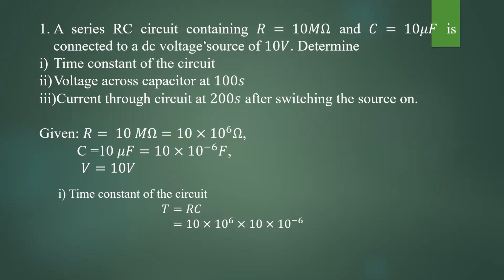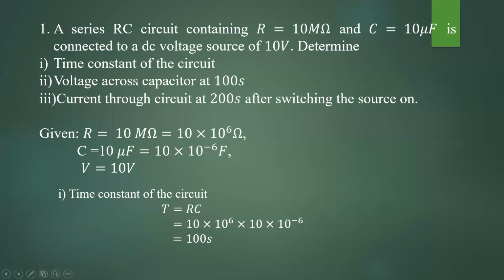You have to give the answer with unit. The time constant of the circuit is measured in seconds. Numerically, it is equal to R into C, so you will get 10 into 10, that is 100 seconds. So the time constant of the circuit is going to be 100 seconds. Okay, so the first question is over.